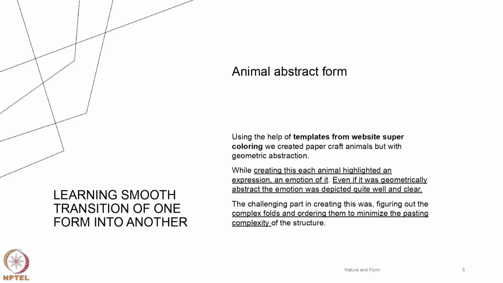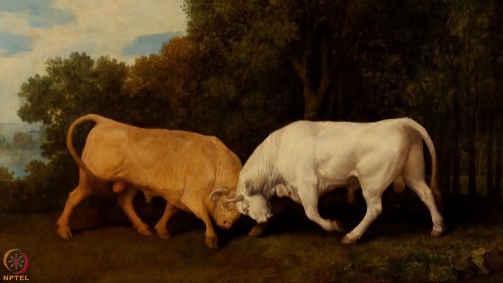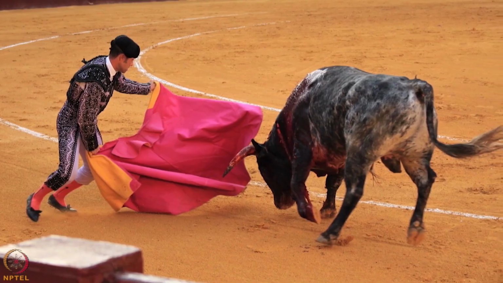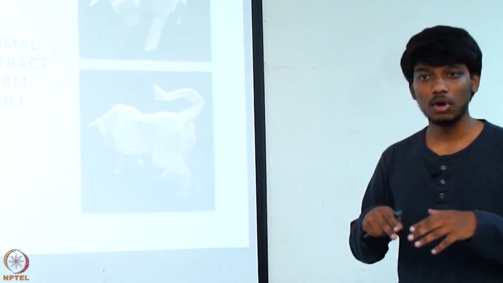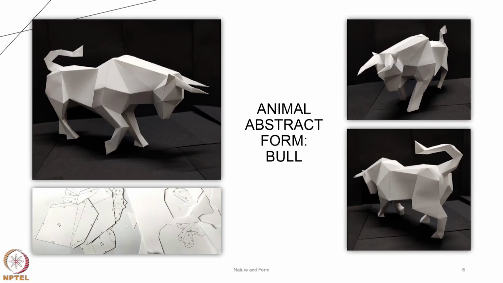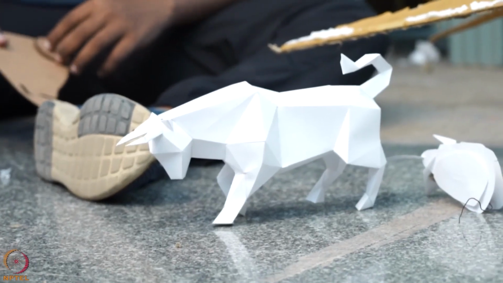The most challenging part was to figure out the complex folds and the order of them to minimize the structural complexity while joining the paper craft and its parts. So I chose the bull as my abstract animal, and his nature and emotion was a charging and furious one. His horns were horizontal, not vertical, showing elegance. So this is my animal that I created from geometric abstraction.